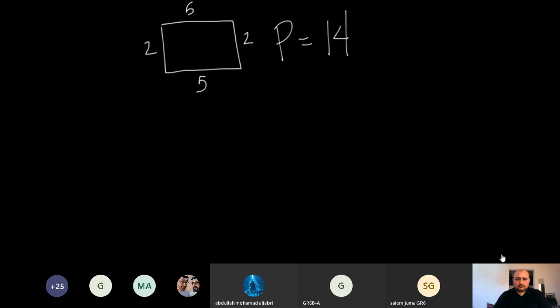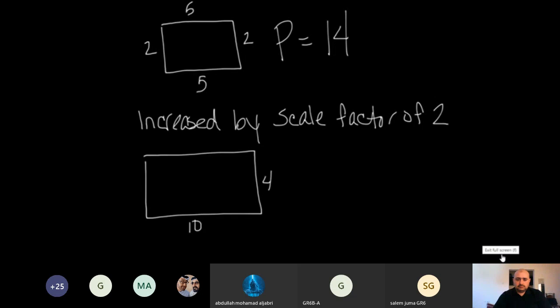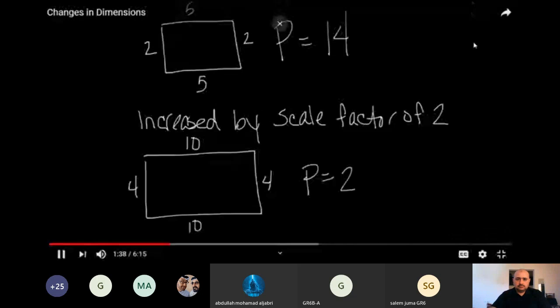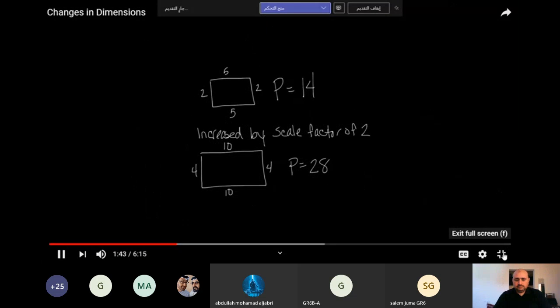If the scale factor increased by a scale factor of 2, so I double every side. So if I double this side, this side, this side, and this side, I now have 10, 4, 4, 10, which is P equals 28. So the rule here is when you increase the side by a scale factor of something, the perimeter increases that much too.